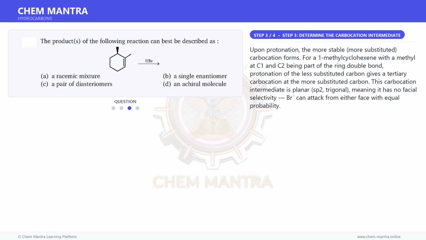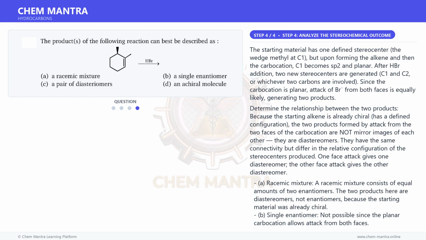This carbocation intermediate is planar, sp2, trigonal, meaning it has no facial selectivity. Br can attack from either face with equal probability. And for the final step. The starting material has one defined stereocenter, the wedge methyl at C1, but upon forming the alkene and then the carbocation, C1 becomes sp2 and planar.